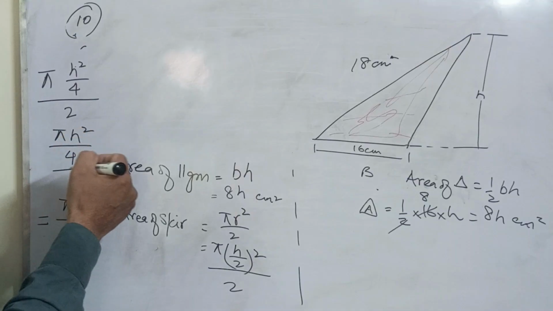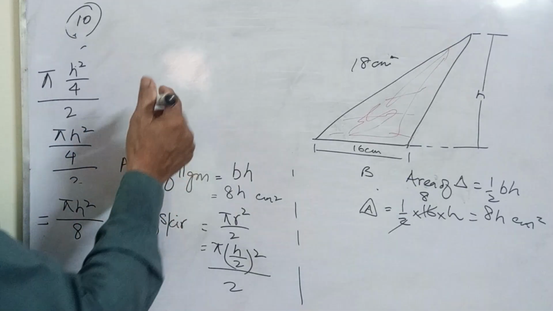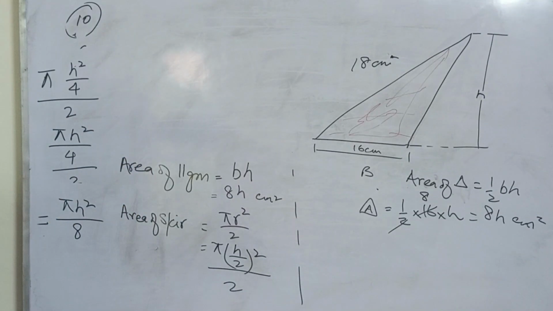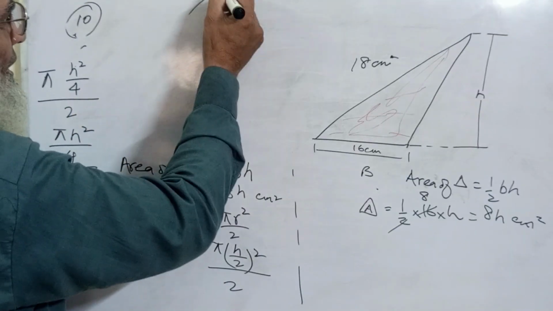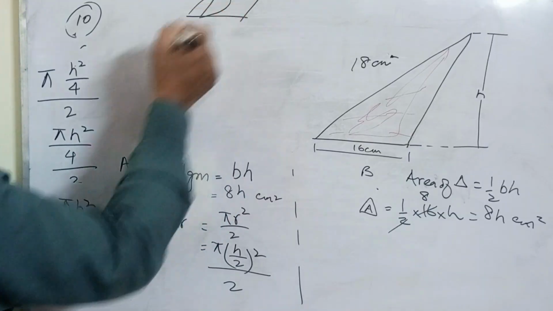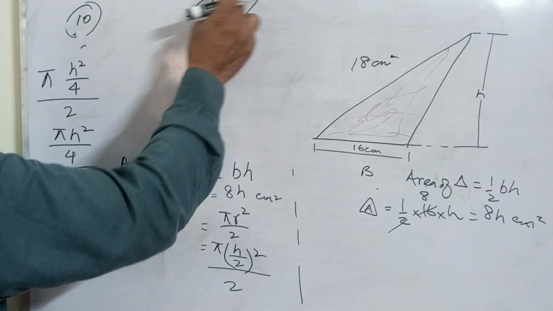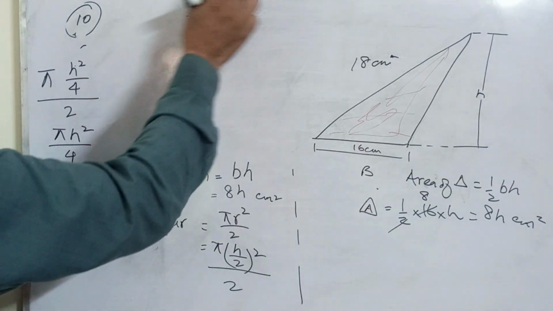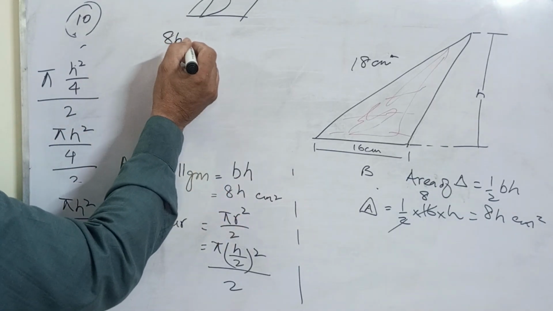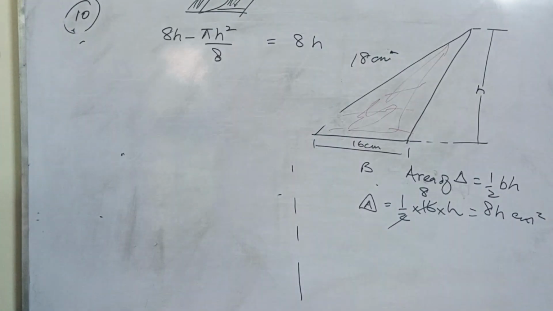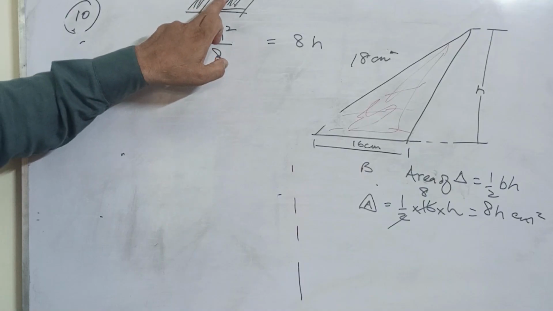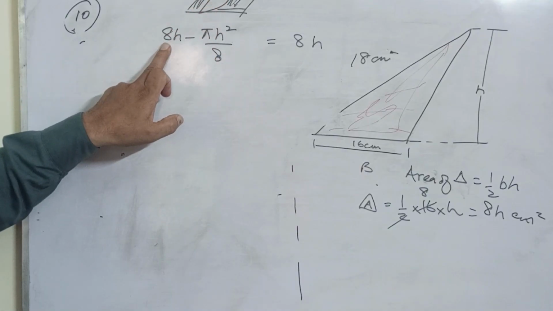because in the question it is except the semicircle. It is except the semicircle because this semicircle is to be excluded from the area. So it is simple: find the area of parallelogram. The area of parallelogram is 8h minus the area of semicircle. Now see the logic that we have subtracted the area of semicircle from the area of parallelogram.